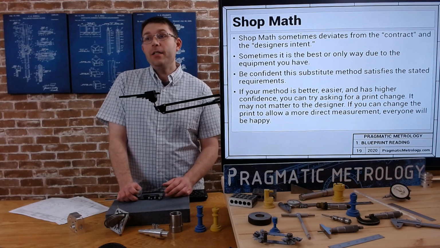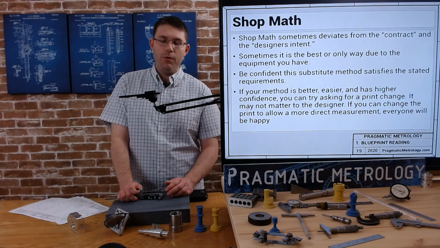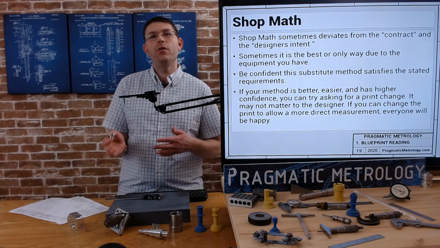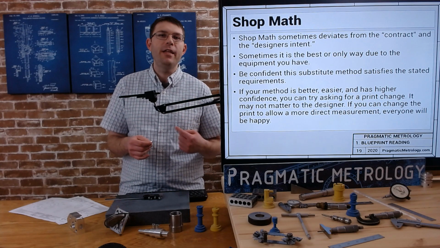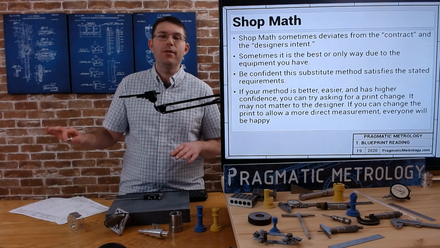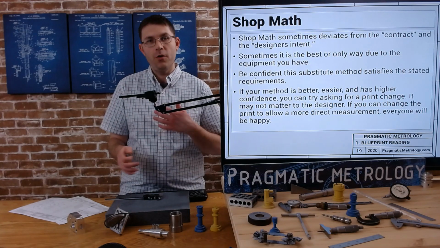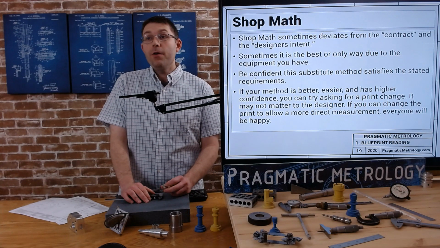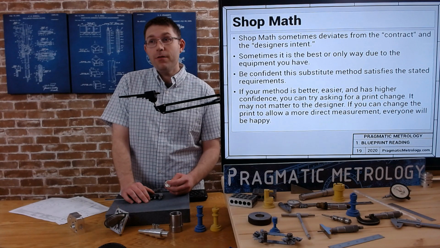So be confident in the substitute method that satisfies the stated requirements. Whatever shop math method you're using to substitute for the direct method, you need to have the confidence in that method, not somebody else. Do you feel confident it's meeting the requirements? Because you're the one making the decision, you're the one inspecting it. And if your method is better, easier, and has a higher confidence, you can try asking for a print change.